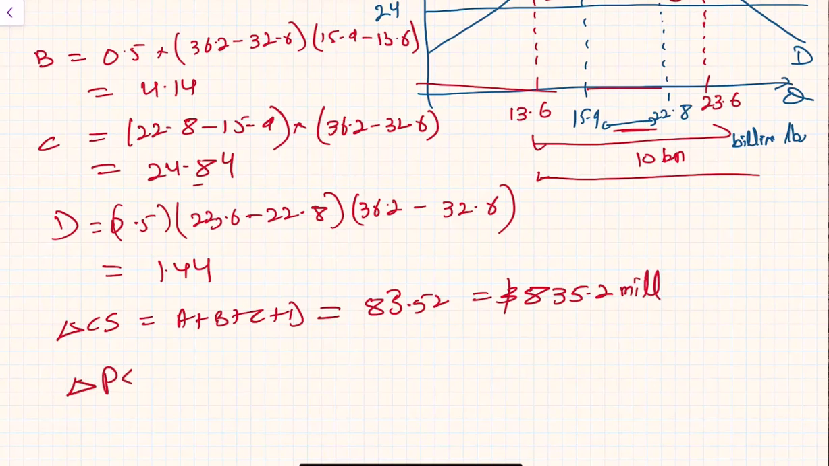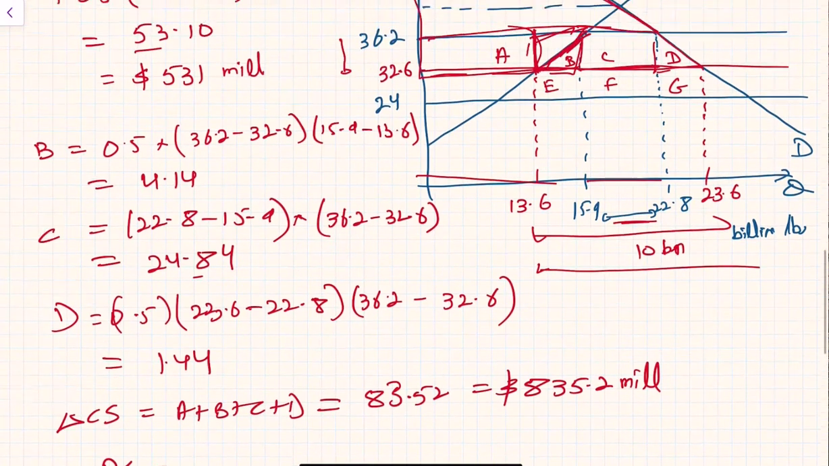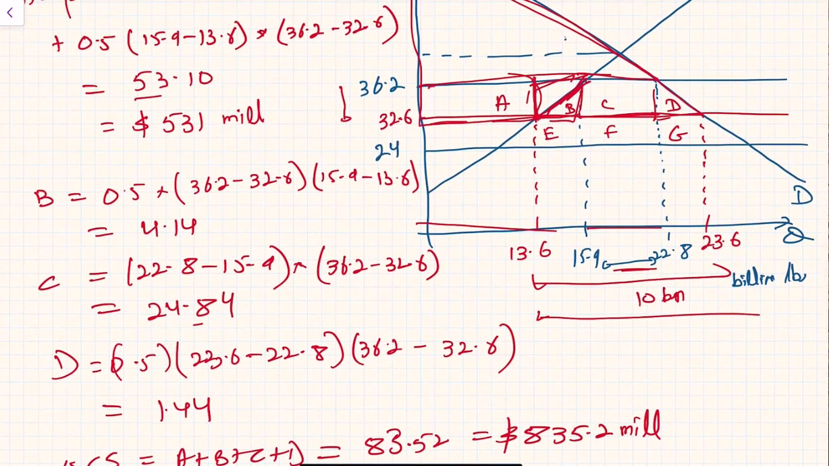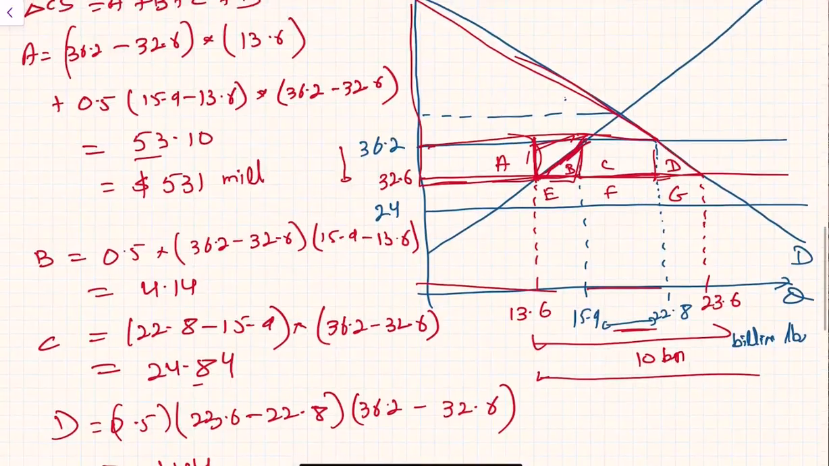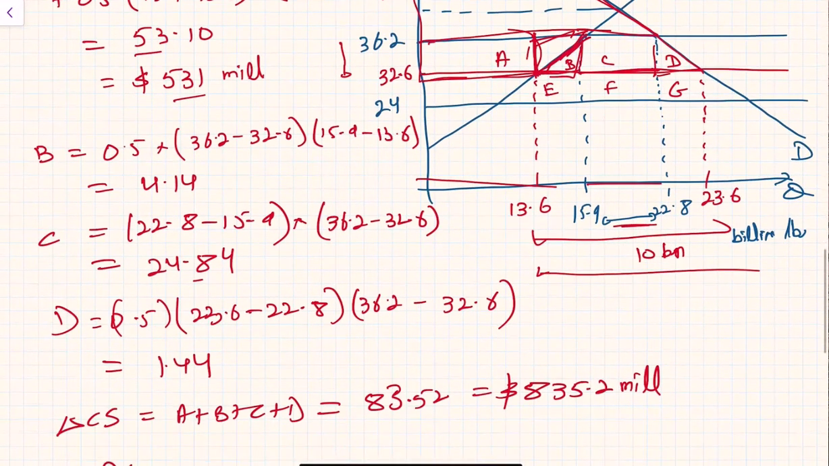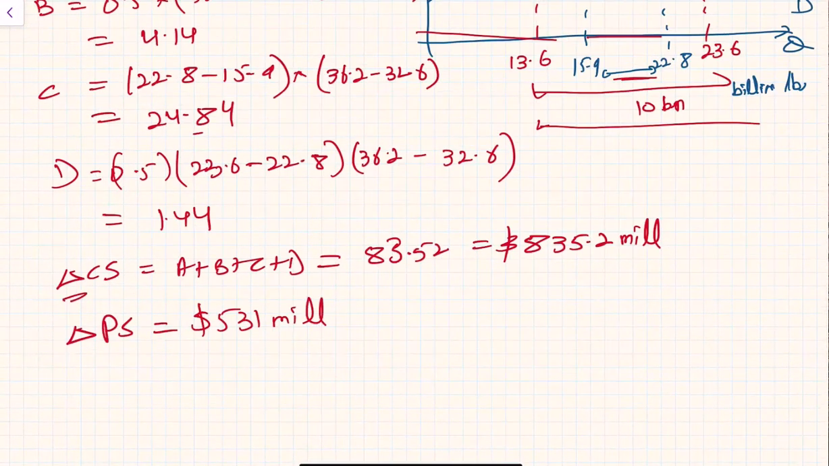On the other hand, the change in producer surplus is just, as we said, the trapezoid A, which we calculated to be equal to 531. So while domestic consumers gain $835 million, domestic producers, when we increase import quotas or allow for more sugar to come in, have their welfare go down by $531 million. Yes, one gains, one loses, but the net gain in this case is still positive.